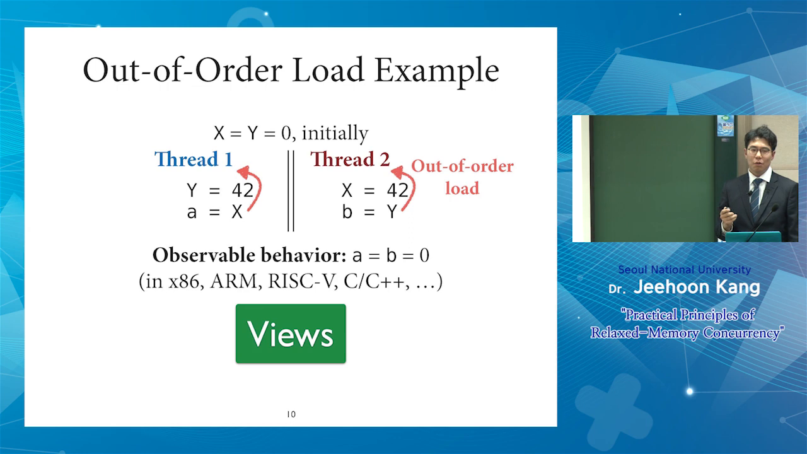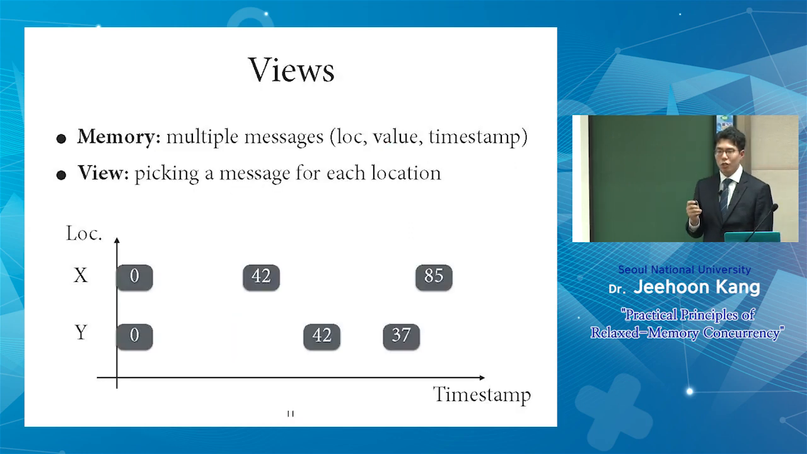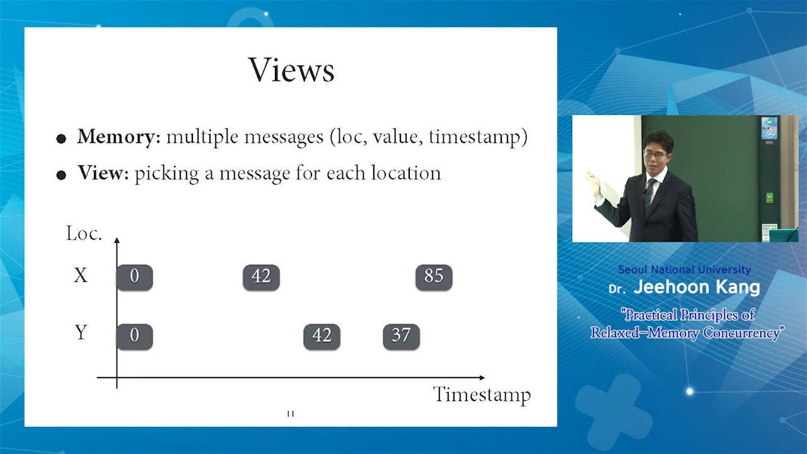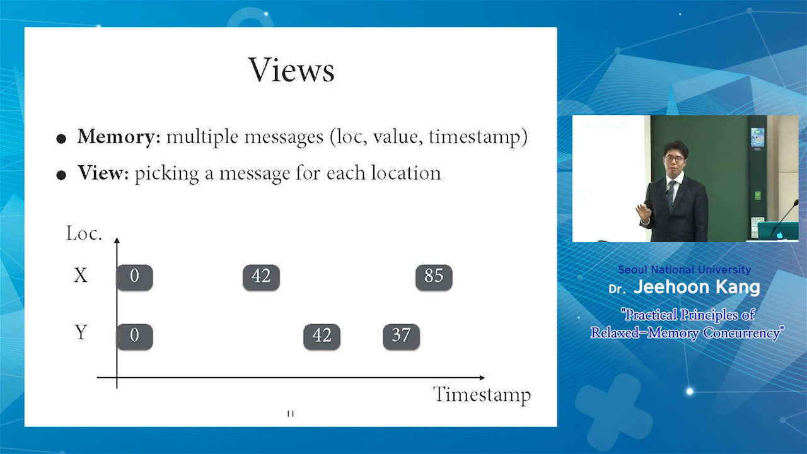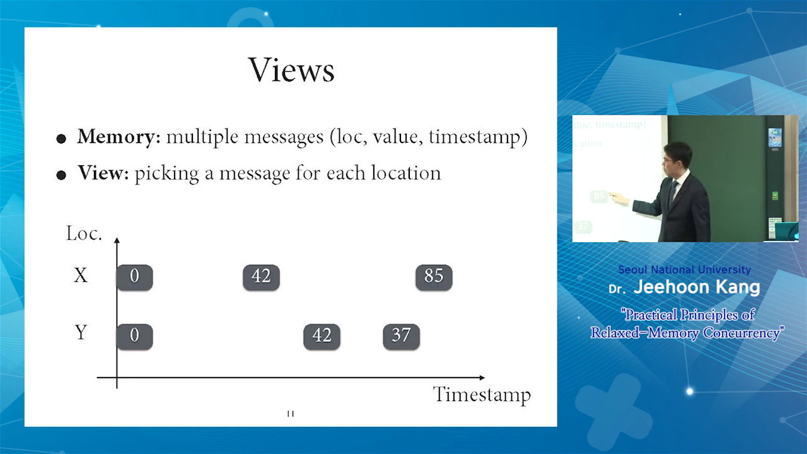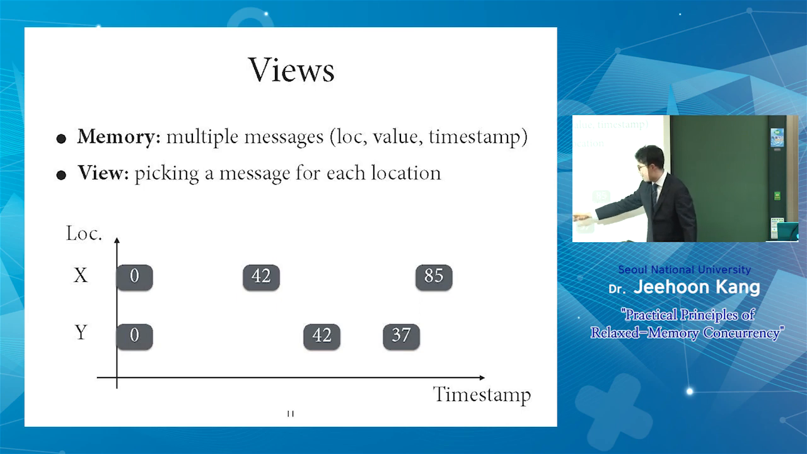So let me tell you what's the principle of views. You have two things to remember. First, memory is no longer holding a single value for each location. Now it contains multiple messages for each location. For example, this Y location has these 3 messages.